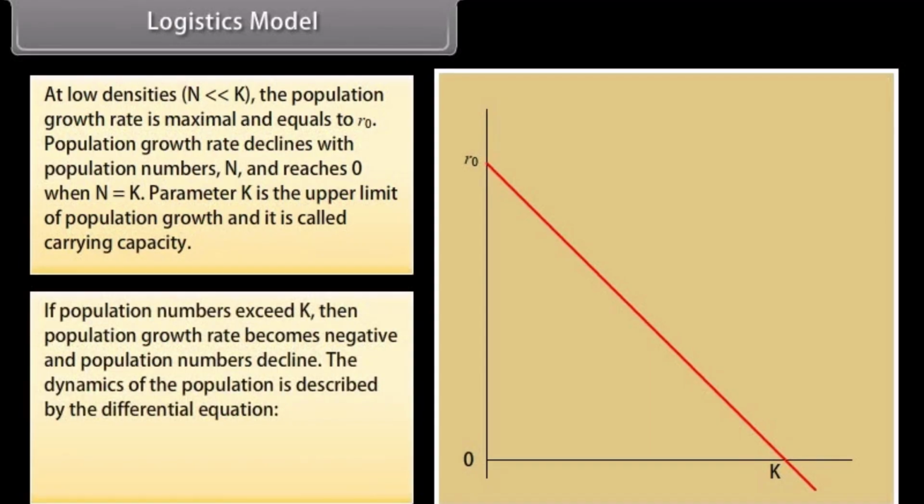If population numbers exceed K, then population growth rate becomes negative and population numbers decline. The dynamics of the population is described by the differential equation dN by dt equals rN equals R0 N into 1 minus N by K.